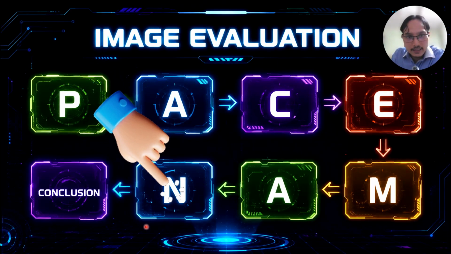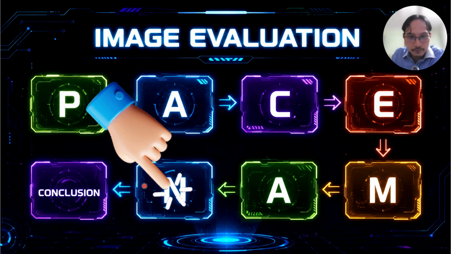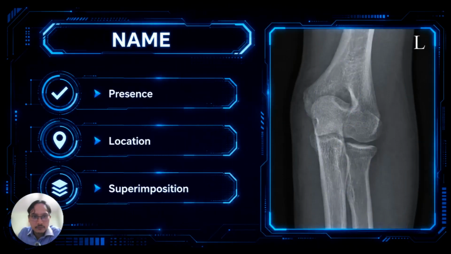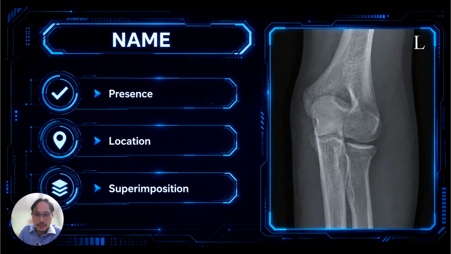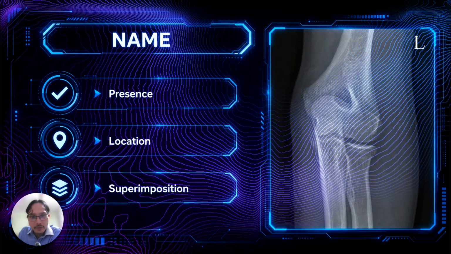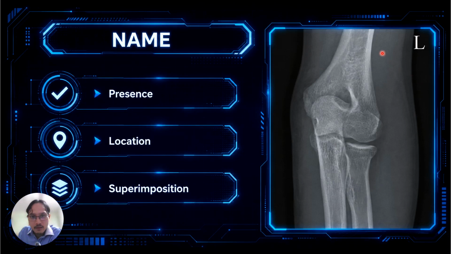Last but not least is name. Patient identification is a critical component of a radiographic image evaluation and medical legal documentation. For this radiograph, there is no evidence of patient's name and ID, date of examination, and place of examination.